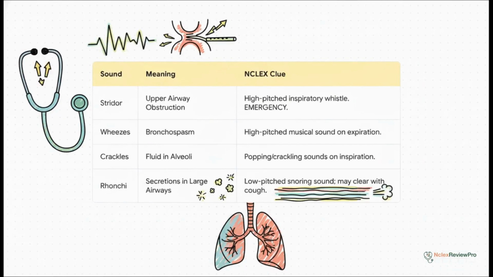Next up, you listen. Now this table is so important because the NCLEX won't just say the patient has stridor. No, it's going to describe the sound. So if you read a high-pitched sound on inspiration, your brain needs to scream stridor, upper airway obstruction, emergency. Same thing for a musical sound on expiration. That's wheezing. Popping sounds, that's crackles. Get familiar with the descriptions.